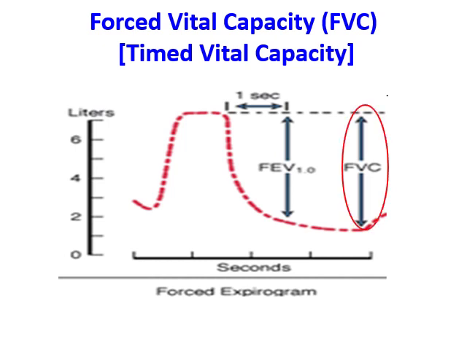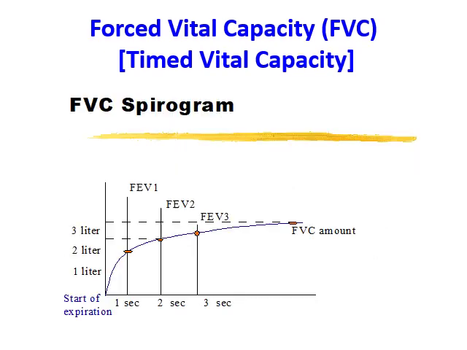The volume of air that can be forcibly expired in the first second is called the FEV1. Likewise, the cumulative volume expired in the second second is called FEV2. And the cumulative volume expired in the third second is called FEV3. Normally, the entire vital capacity can be forcibly expired in 3 seconds, so there is no need for FEV4.